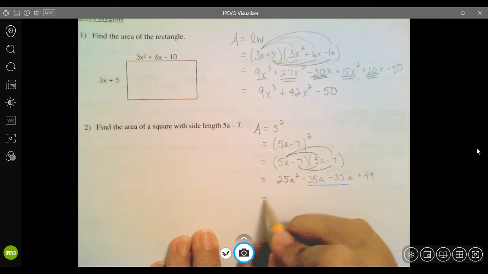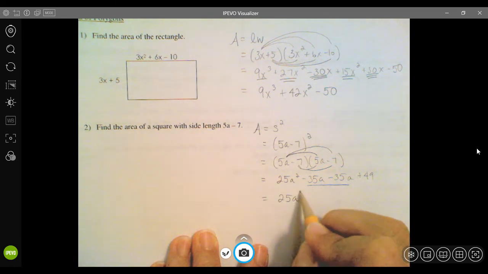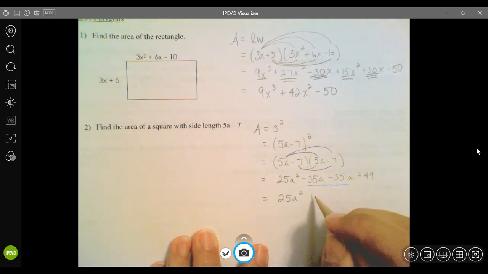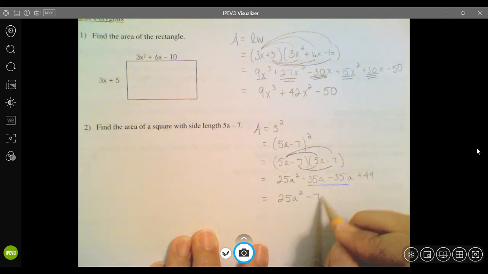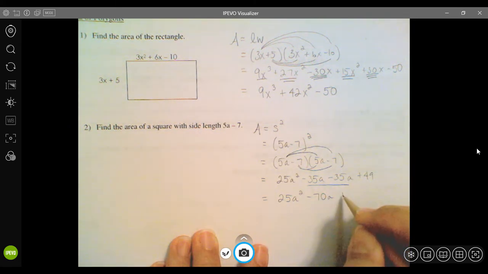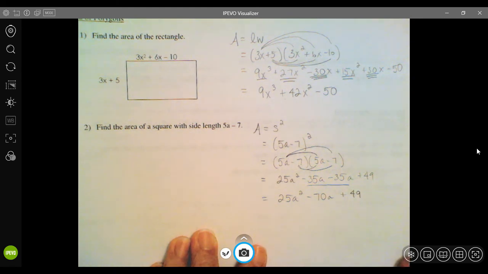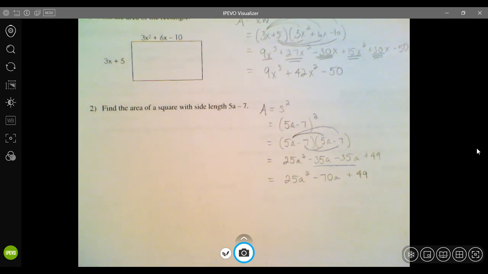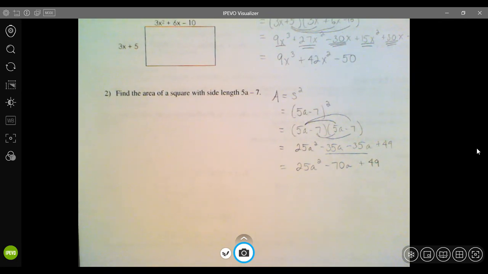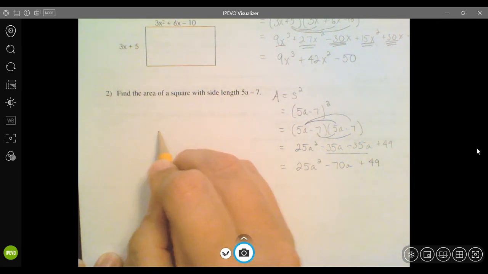Here are my like terms. So we get 25a squared, ooh, that was almost ugly, minus 70a plus 49. All right, Robadeer, I don't want to see it that way. I like the box method. Okay, I'll show it to you.